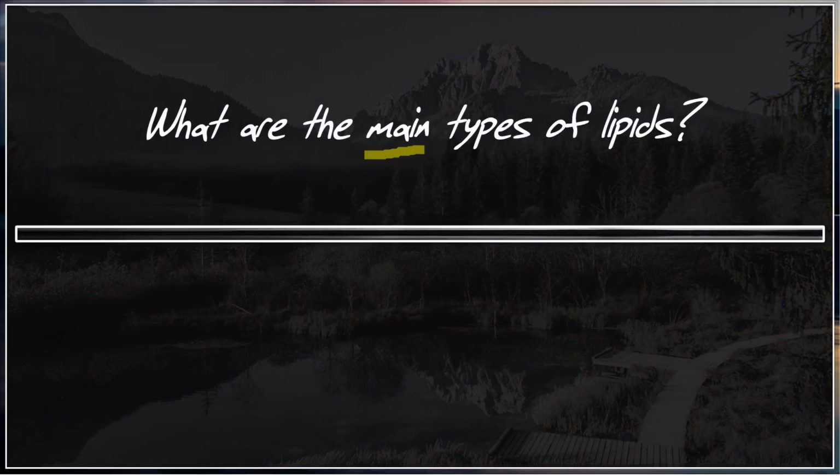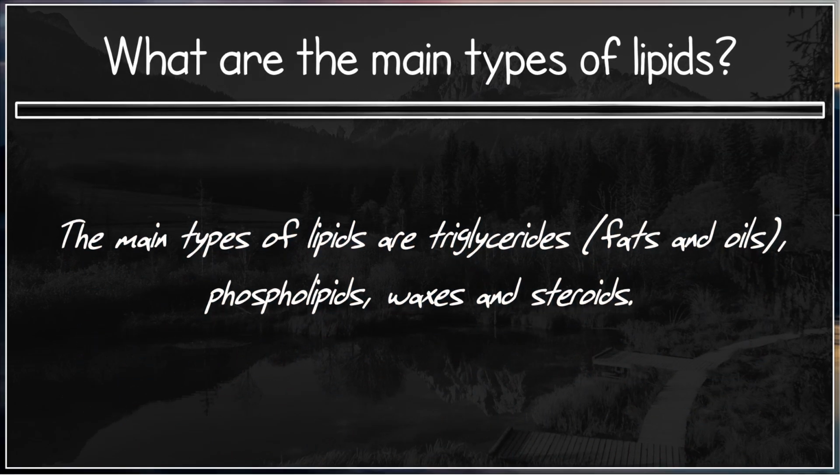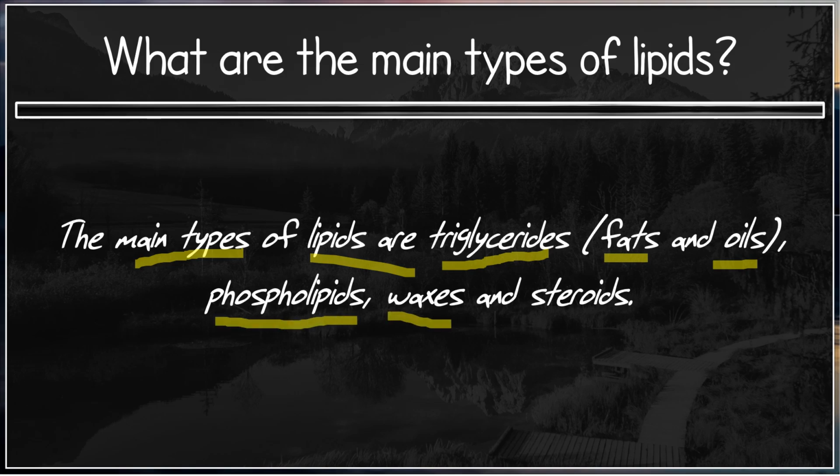What are the main types of lipids? The main types of lipids are triglycerides, those are fats and oils, phospholipids, waxes, and steroids.